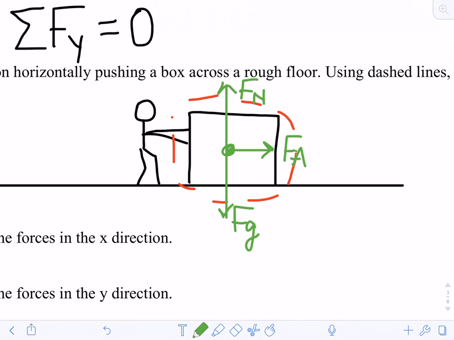Because this box, I think it's, what did they say? It's moving at a constant velocity. So we know that there must be some kind of force that is pushing to the left, and it must be friction trying to stop this box from moving. Okay, so what can we say about the forces that are acting on this box? Well, we would be able to say that these forces all have to cancel out.